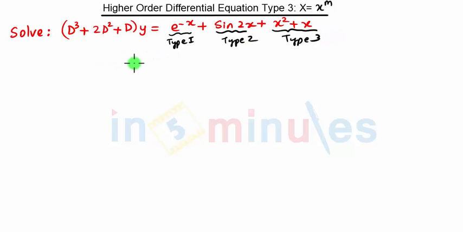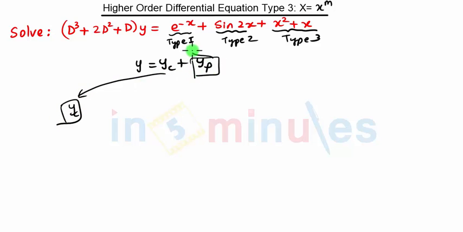So the solution for this equation is y equal to yc plus yp. Yc will remain the same, but the calculation of yp will differ for this part, for this part and for this part. So yp we will calculate individually for e raised to minus x, sine 2x and x square plus x. But yc will remain the same. For yc we need an auxiliary equation which will be f of d equal to 0.